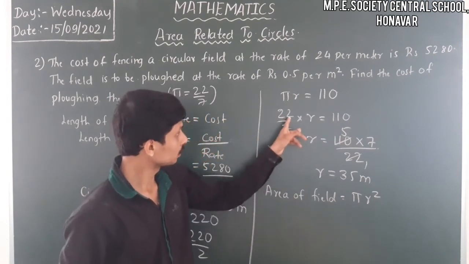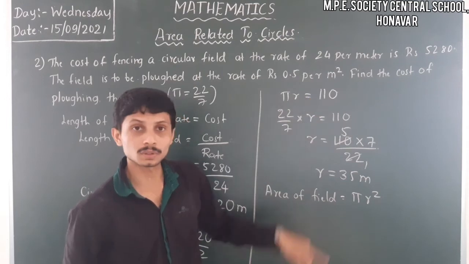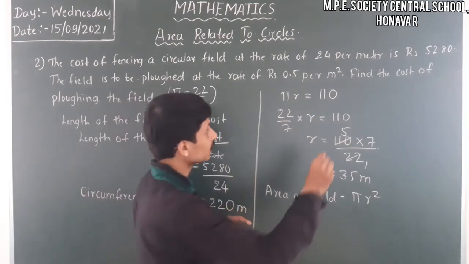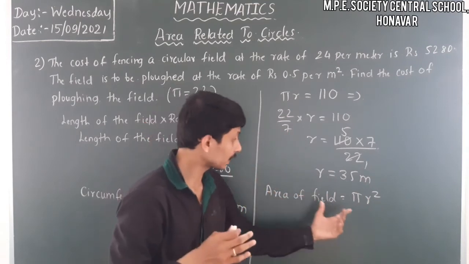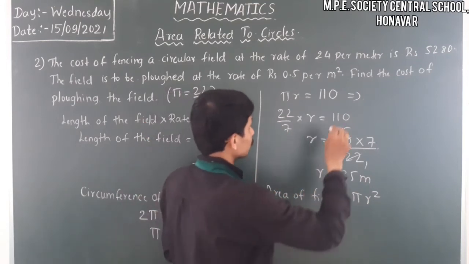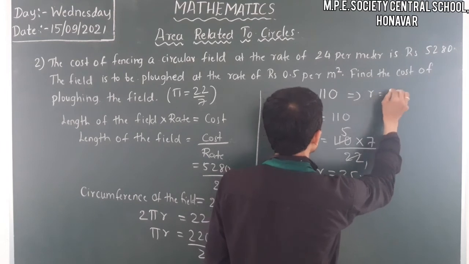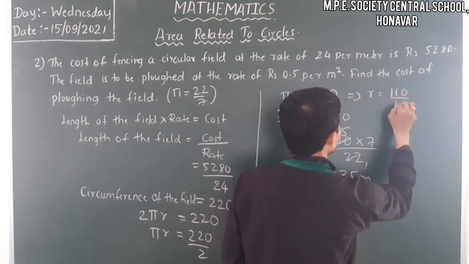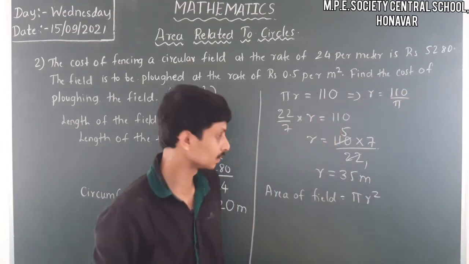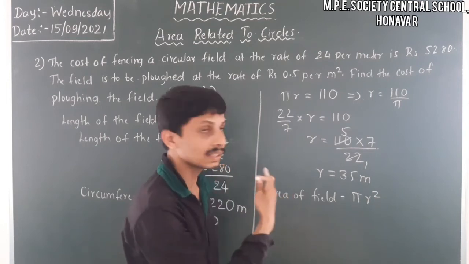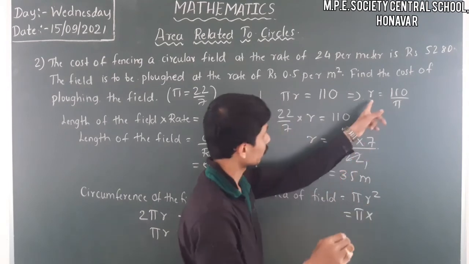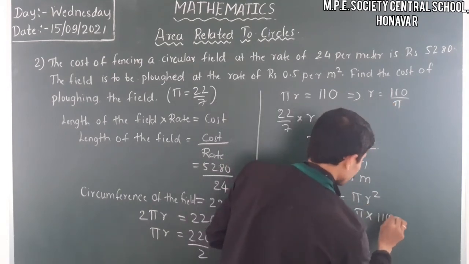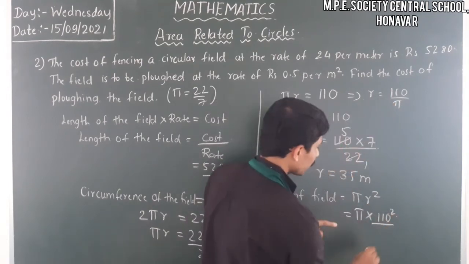Here just observe, we have pi r is equal to 110. That is, we can write the radius as, better we take the problem as simple as possible, radius is equal to 110 divided by pi. We can write like this as well. So again it is easily possible. That is, here just observe pi into r square. R square means it is 110 square divided by pi square.